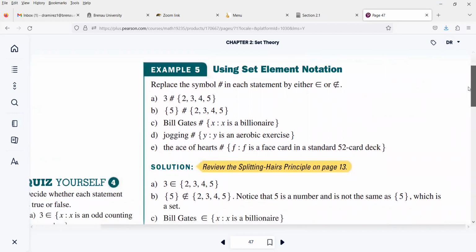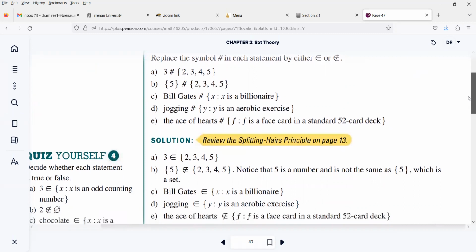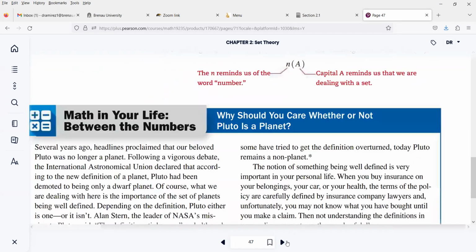In part C, we're going to use the symbol is an element of, because Bill Gates is an element of the set of billionaires. Also, jogging is an aerobic exercise, so we're going to use the symbol is an element of. And in E, well, the face cards are kings, queens, and jokers. So aces are not face cards. And the ace of hearts is not an element of the set of face cards. But now I'm going to do example 6, which has to do with the cardinal number.